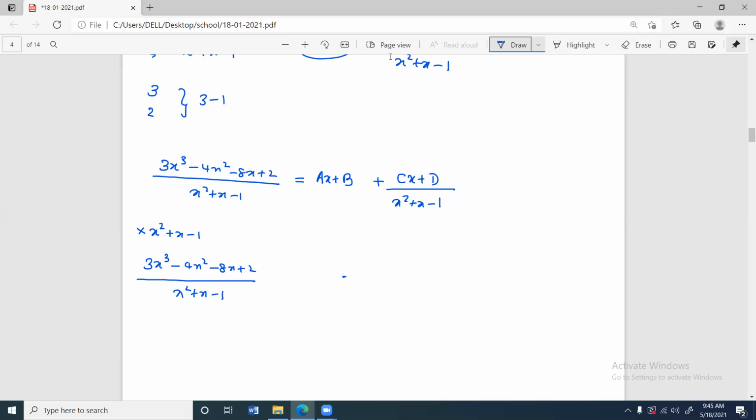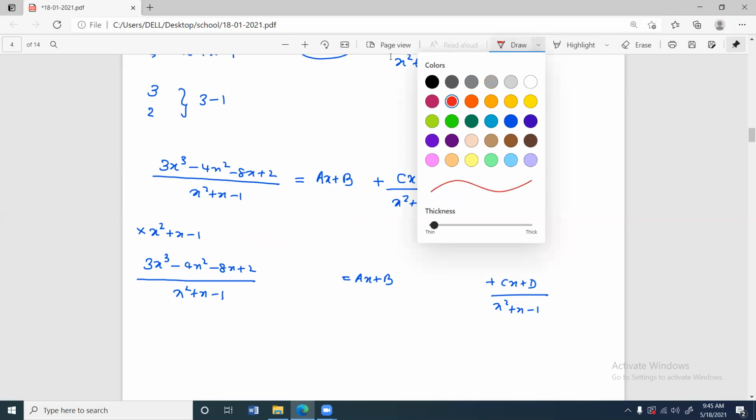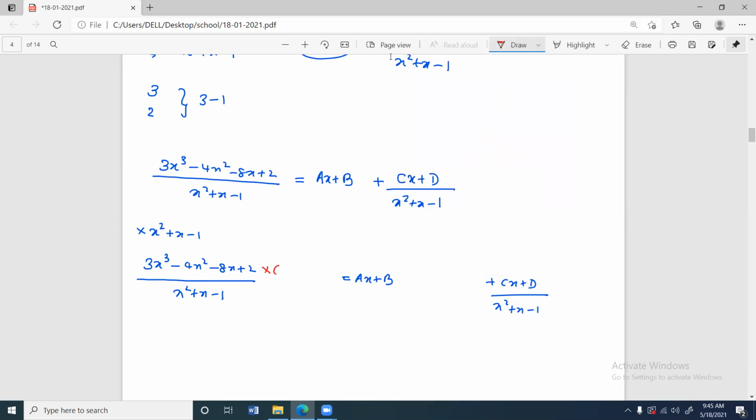But I'll just write some space with this. (Ax + b), keep some space. (Cx + d) divided by (x squared + x - 1). Then I'll multiply, using a different color to highlight this. Multiply by (x squared + x - 1). You will understand the reason for multiplying like this in the next step.